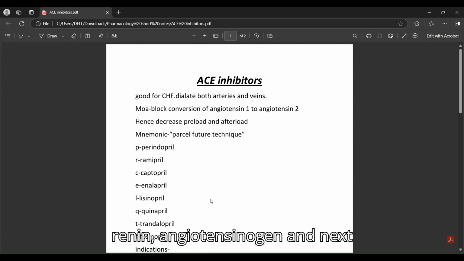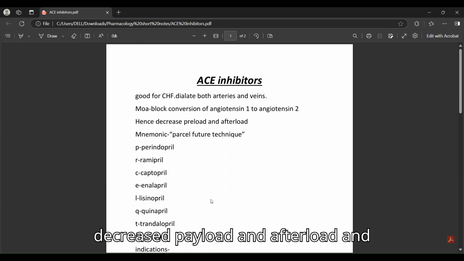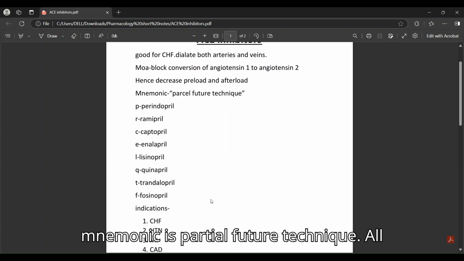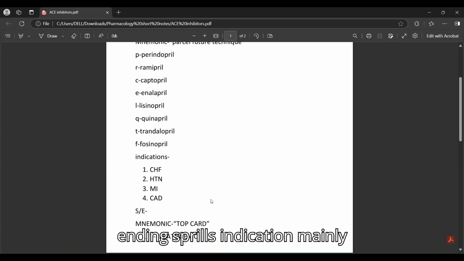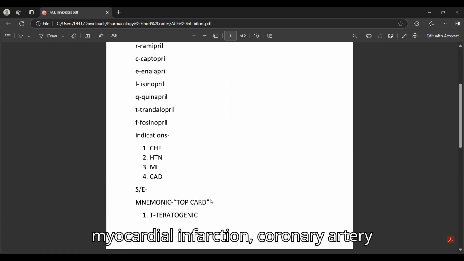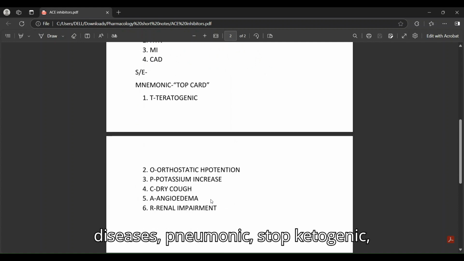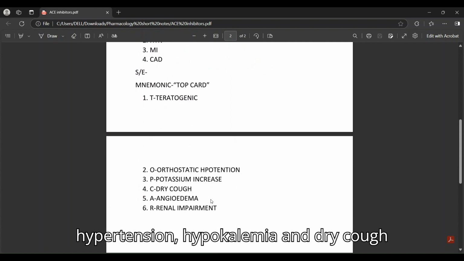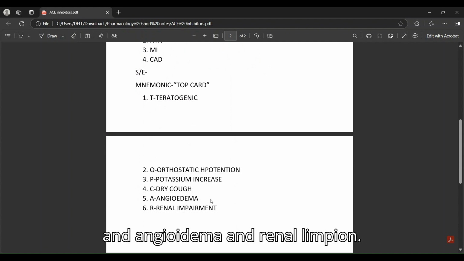So ACE inhibitors: renin, angiotensinogen, and next angiotensin 1 is converted to angiotensin 2, and it decreases preload and afterload, and mnemonic is partial puncture technique. All are ending with prils. Indication: mainly hypertension, congestive heart failure, myocardial infarction, coronary artery diseases. Mnemonic is TOP: teratogenic, orthostatic hypotension, hyperkalemia, and dry cough, and angioedema and renal impairment.